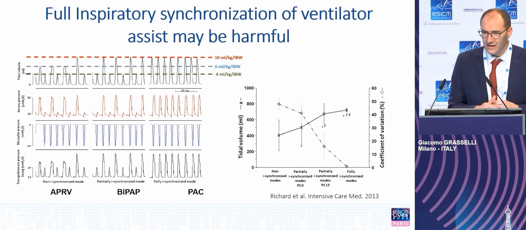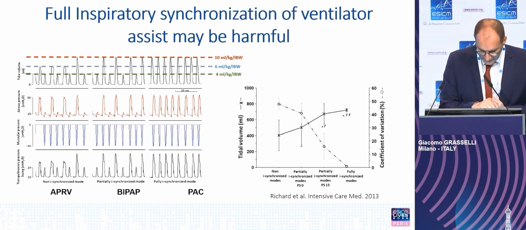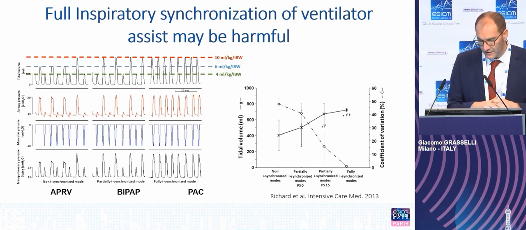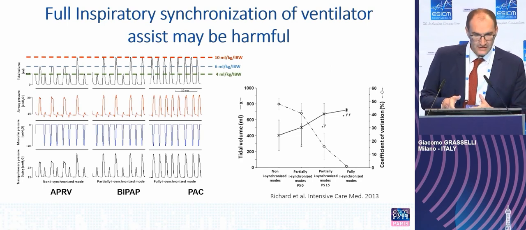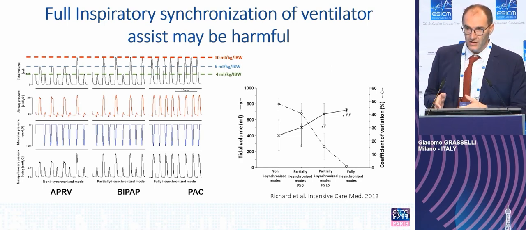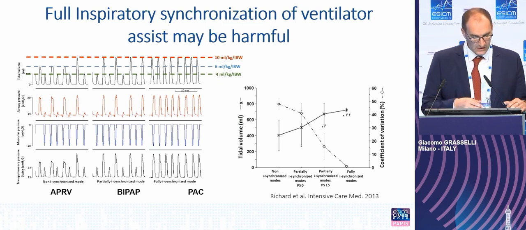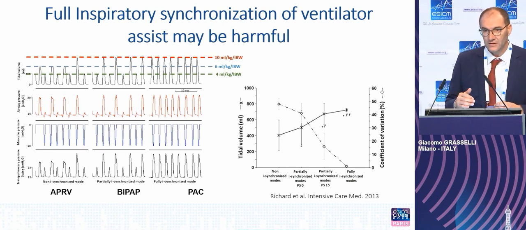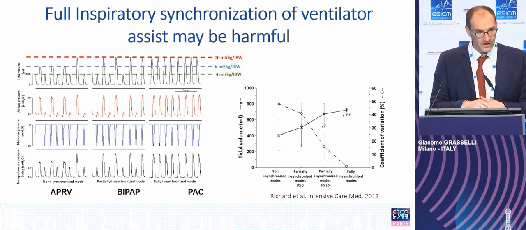But why did we say that loss of synchronization can be an advantage? Because there are studies. This is a study by Richard, published in Intensive Care Medicine 2013, that shows that when you move from a fully synchronized mode, pressure assist control, to a non-synchronized mode, APRV, you can see there that the tidal volume goes up. And of course, increasing tidal volume means increased transpulmonary pressure swings.